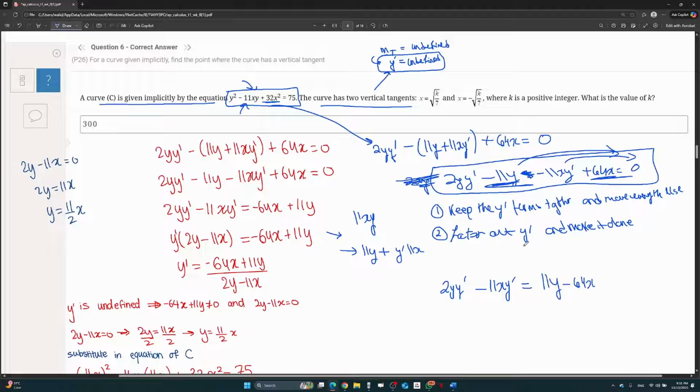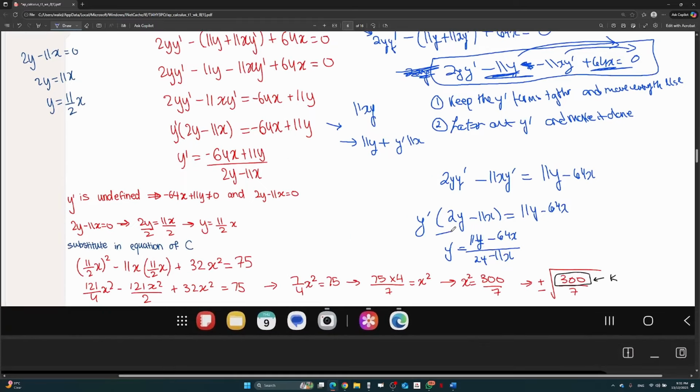What's the second step? Factor out y prime and make it a norm. Now, factor out y prime, you're going to get y prime times (2y minus 11x) equals 11y minus 64x. So we just found our expression for y prime. It's 11y minus 64x over 2y minus 11x. Nice. So we found our y prime.